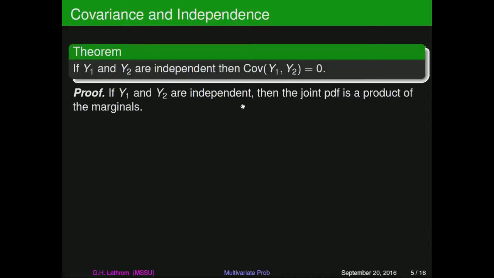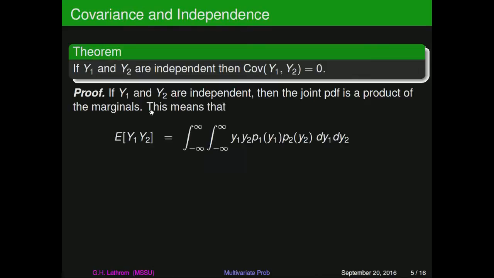So looking at the proof, if y sub 1 and y sub 2 are independent, then from the definition, the joint PDF is going to be a product of the marginal distributions. So looking at the continuous case, what that means is that if we look at the expected value of the product y sub 1, y sub 2, then that's going to be integrating from minus infinity to infinity for both y sub 1 and y sub 2 of this product. Now our PDF would go here, but the PDF is the product of the marginals.